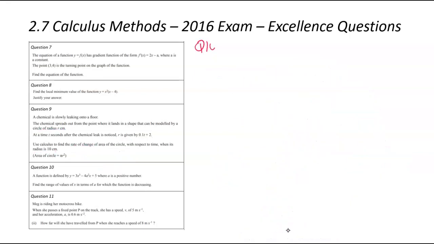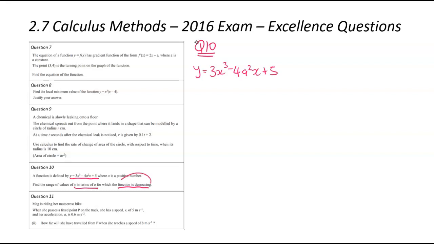We are now up to question number 10, and we've got a function defined by y is equal to 3x cubed minus 4a squared x plus 5, where a, we've been told, is a positive number. We've been asked to find the range of values for x in terms of a when the function is decreasing. I'm going to start off by writing down our original function. So y is equal to 3x cubed minus 4a squared x plus 5.